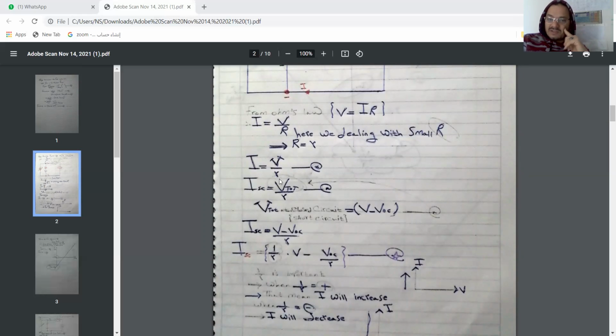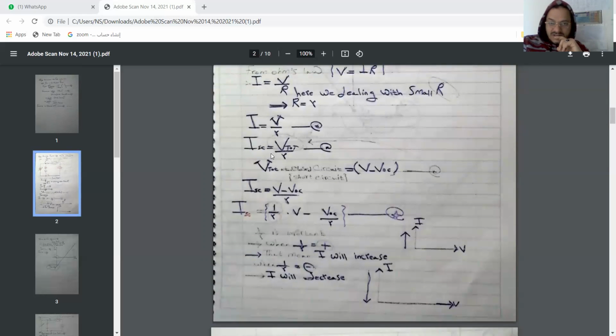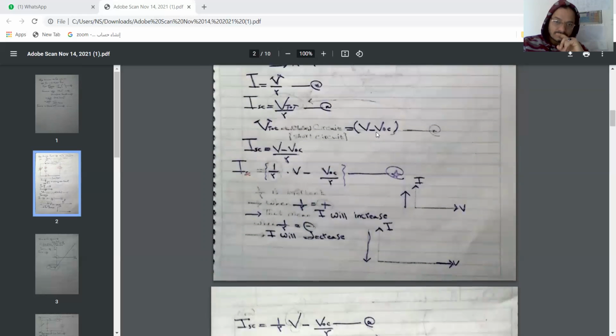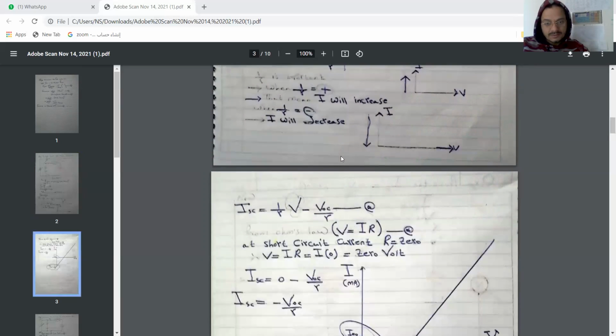Here I equals V divided by small r, so I short circuit equals V total divided by r, but here V total equals V minus V open circuit. Because of that, the general equation for the current will be 1 divided by small r times V minus VOC, the voltage at open circuit, divided by the small resistance. Here this constant will be important. If V is positive, that means the current will increase. If negative, that means the current will decrease.